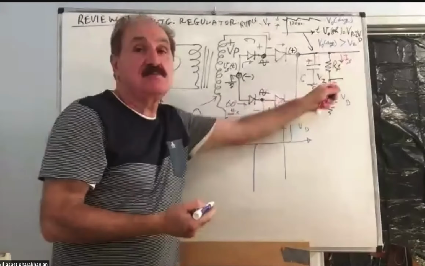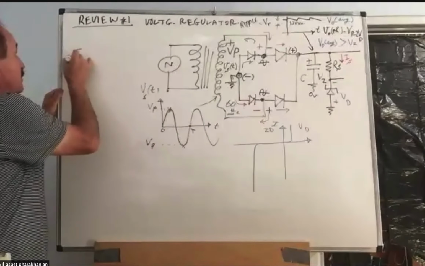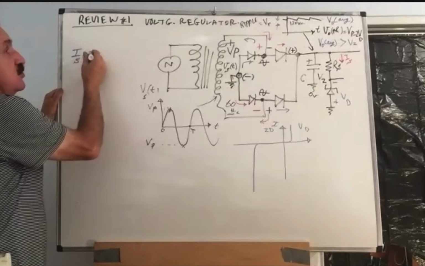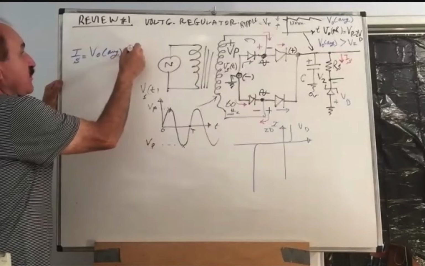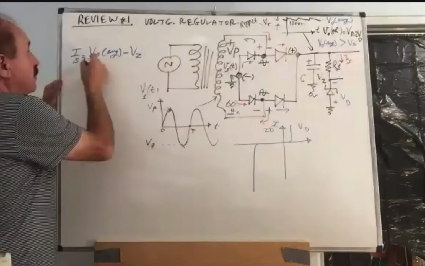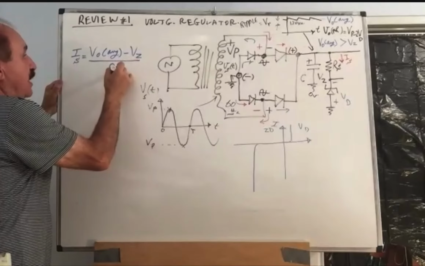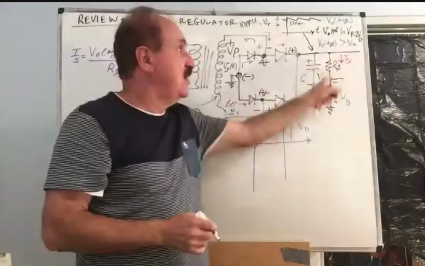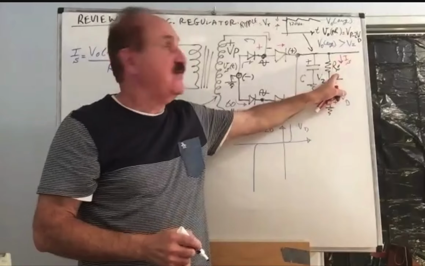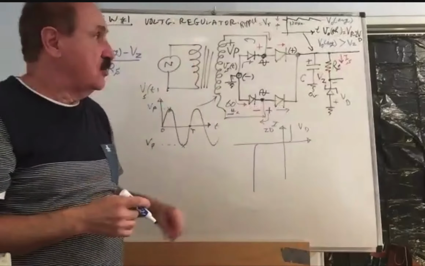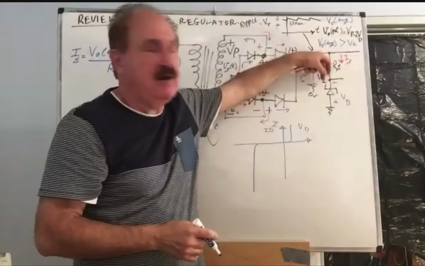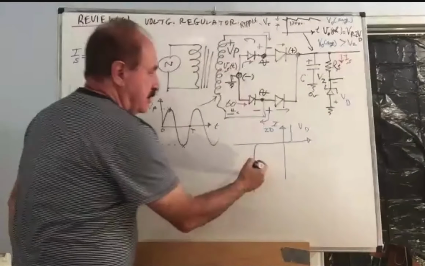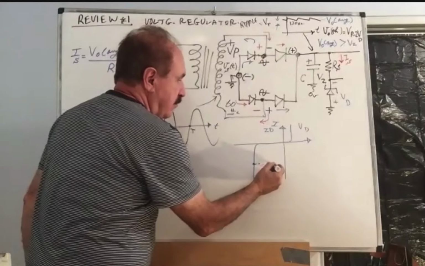And we can very easily calculate how much is that IS. There, IS will be equal to VO average minus VZ divided by RS. And we can control the size of that current with the choice of the RS. We can easily control how much we want. Now, that current will go entirely through the Zener. Here, IS.